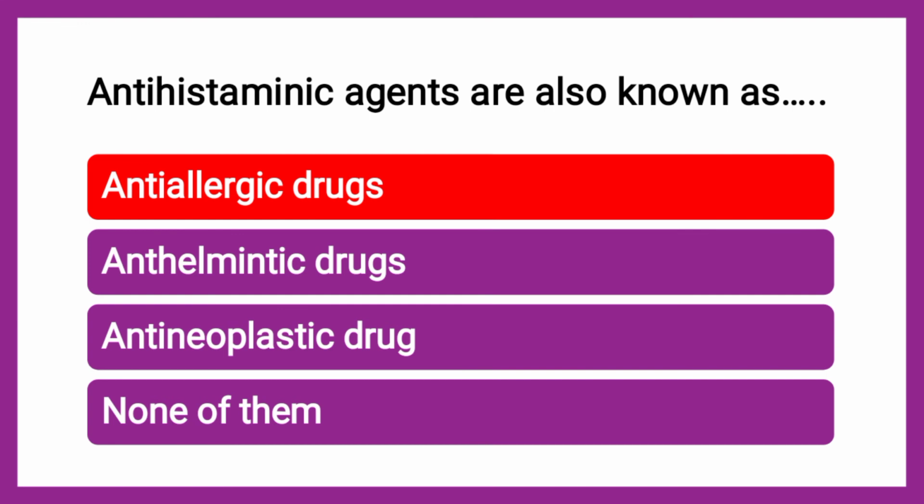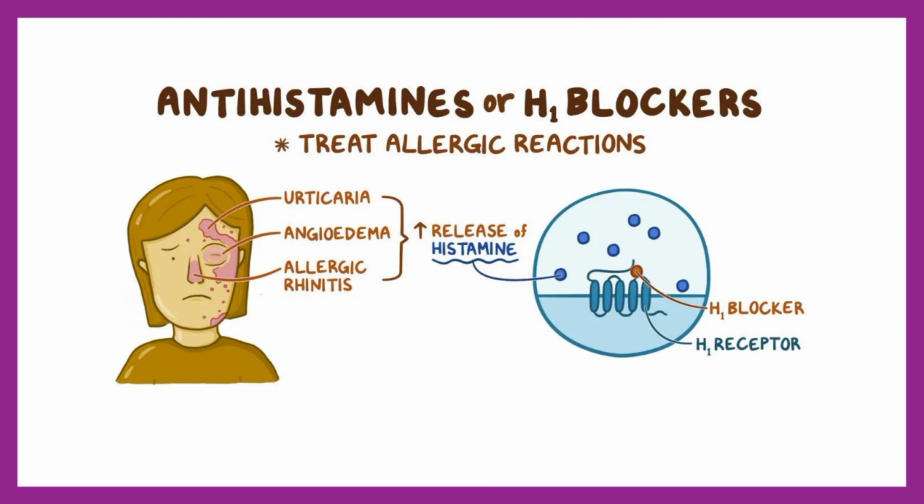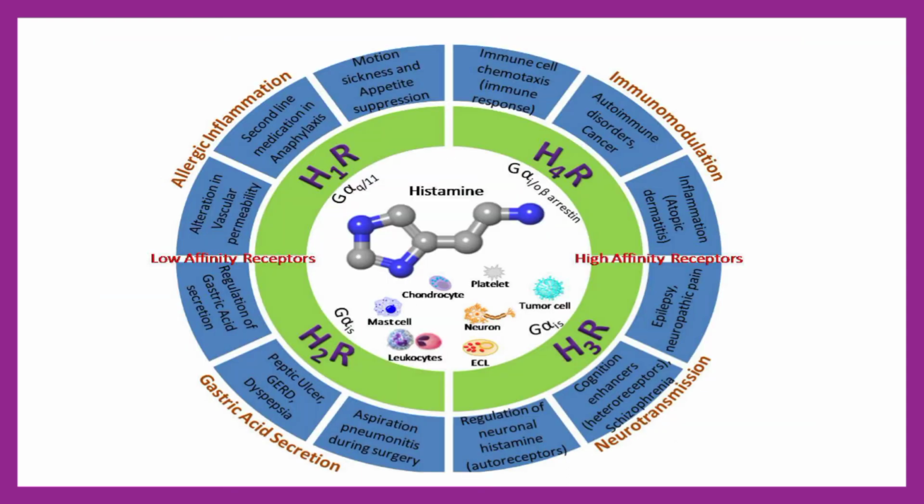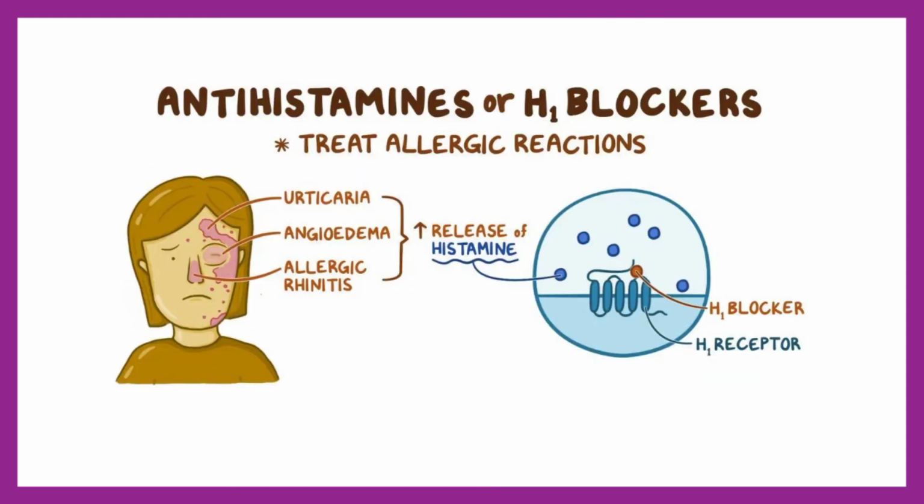Whatever the histamine is released, we will see it with the help of diagram. Here these histamine receptors, H1 receptors are blocked, which are allergy specific, and H2 receptors are related to gastric acid secretion, H3 neurotransmission, H4 immunomodulation and H1 allergic responses. So these H1 blockers will block the H1 receptor and they will decrease the release of histamine, because of which they will treat the allergic conditions like your urticaria, okay, allergic rhinitis, etc.